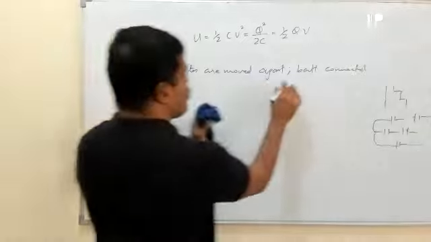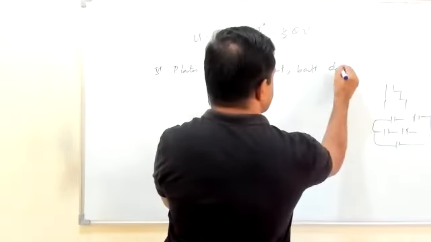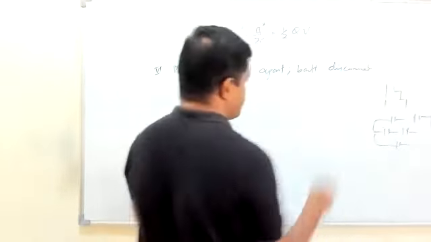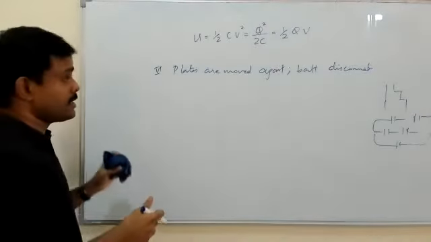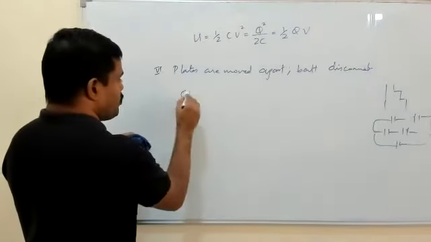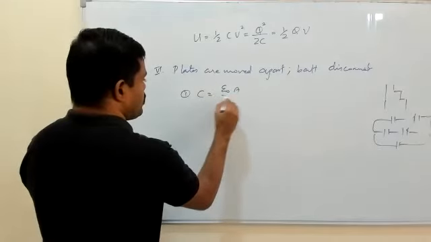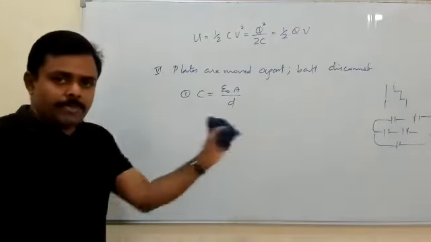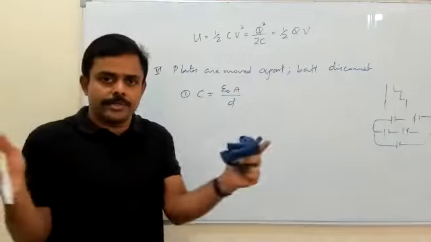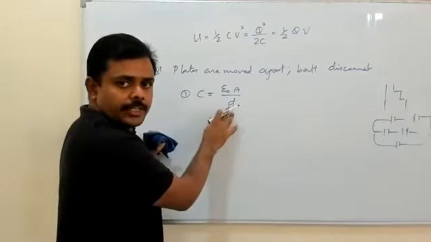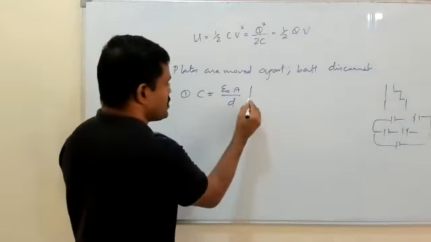Now the sixth case. Plates are moved apart, battery disconnected. Try that yourself. Plates are moved apart means what? Write down this equation: epsilon 0 A by D. Moved apart means the distance is increasing. When the distance increases, the denominator increases, so capacitance decreases.